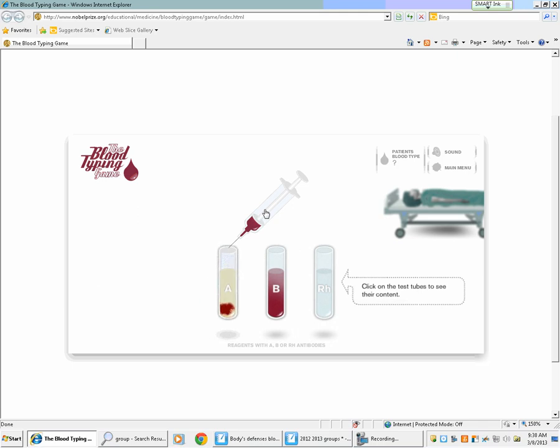Write your data. When mixing the blood with, move over this way, doctor, some people can't see. Good. When mixing the blood, patient's blood in test tube A, what happened? It didn't mix, it clumped. Write your hypothesis.